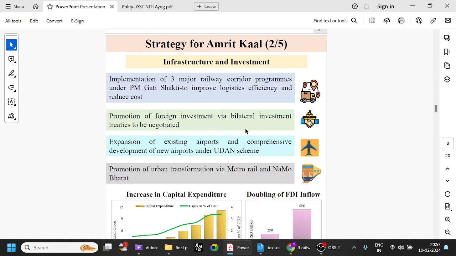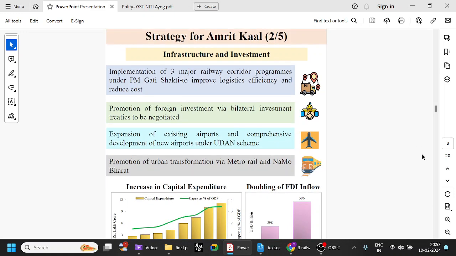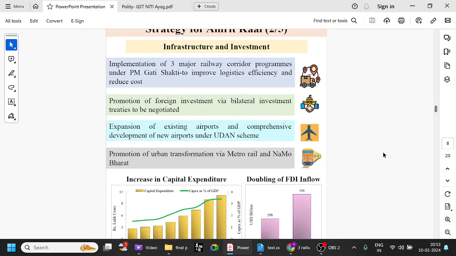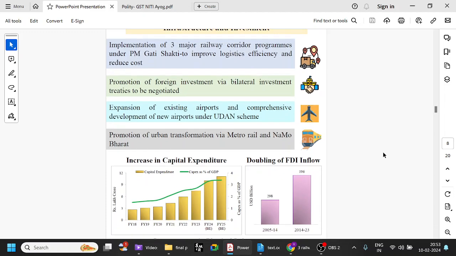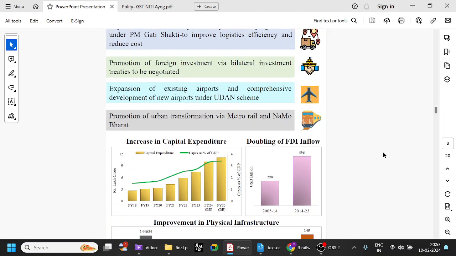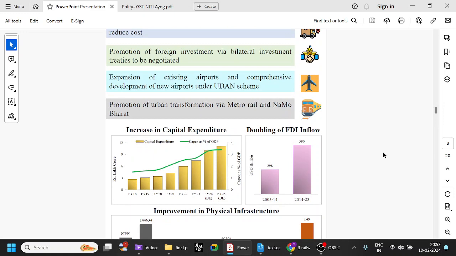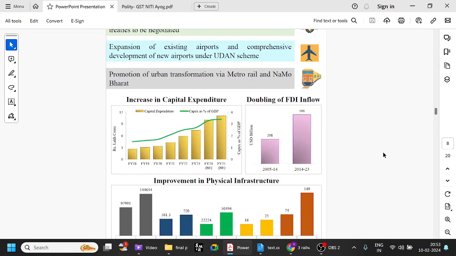Promotion of foreign investment via bilateral investment treaties to be negotiated. Expansion of existing airports. So, UDAN scheme is airports. उड़े देश का आम नागरिक, right? So UDAN scheme is airports. We have already reached around 150 airports or so. So that's also one successful scheme. And promotion of urban transformation via metro rail, all that is fine.